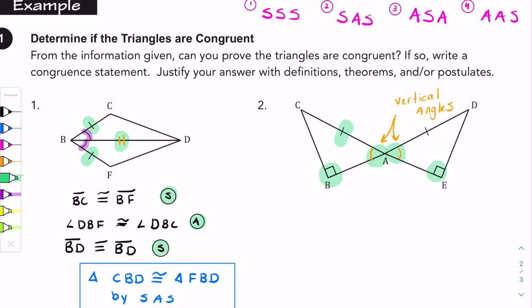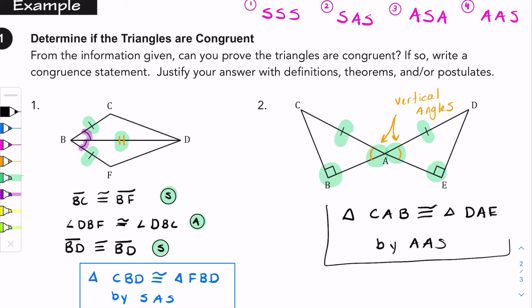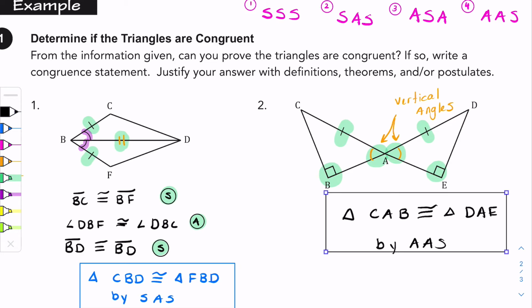Angle, angle, I said that backwards. Angle, angle, side. So we could prove that triangle CAB is congruent to triangle DAE by angle, angle, side. And that will be my statement.